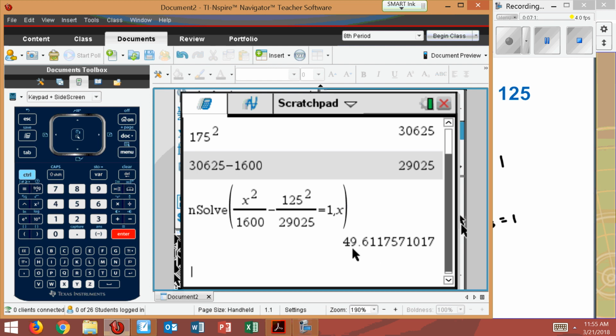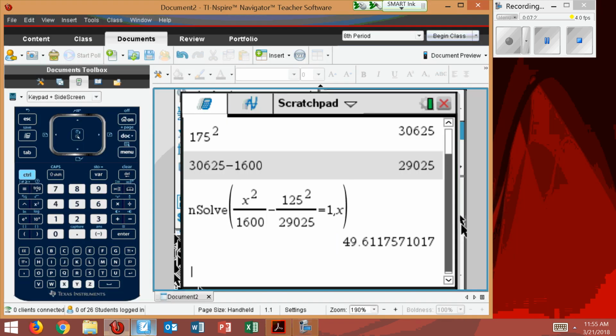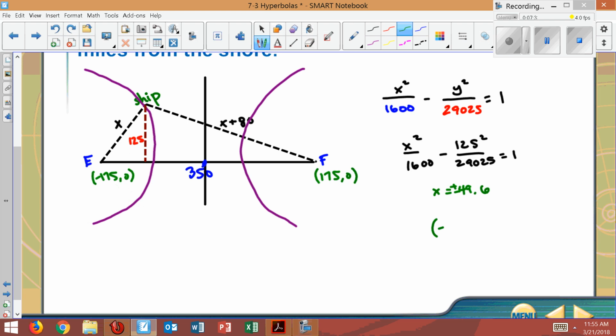Here is my ship's value. I'm getting plus or minus 49.6 for x. The way I have it drawn, though, it would be to the left. So x equals plus or minus 49.6. Since we're saying it's to the left, I would list the point as negative 49.6 comma 125.